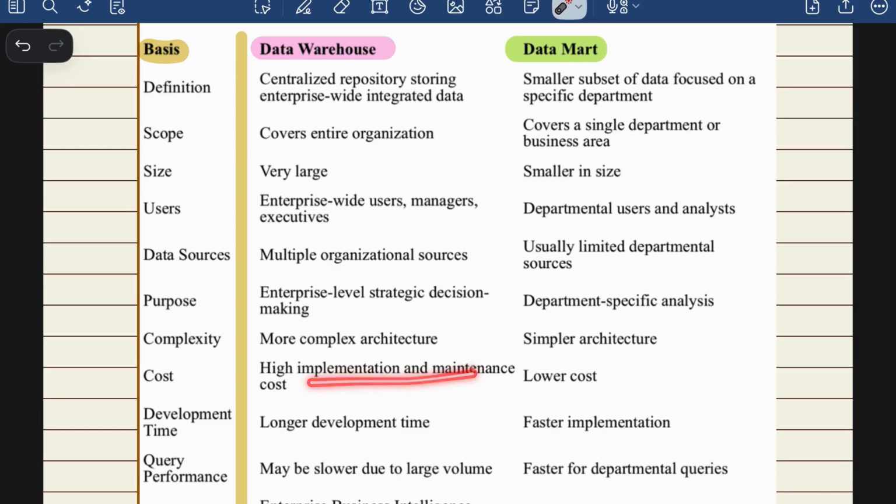There is high implementation cost for a data warehouse, but a data mart can be set up at lower cost as well. Remember, I gave the example of the marketing team. The budget was tight, so they immediately created their own data mart, which cost them very little, right? And development time is longer for a data warehouse, whereas a data mart can be created very easily and very fast. A data warehouse can be slow sometimes due to large data sets, and a data mart, since it contains only department-specific data, is very fast and efficient. I hope you understood the difference between data warehouse and data mart.